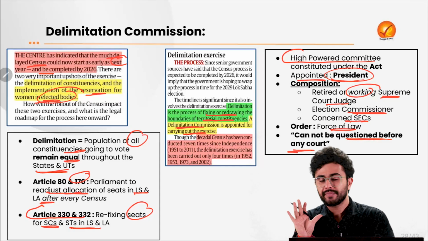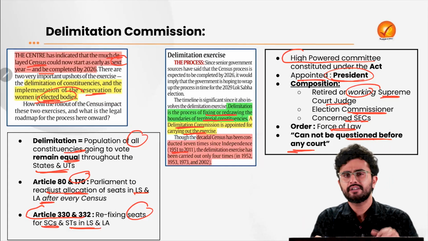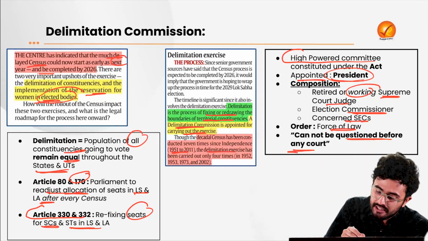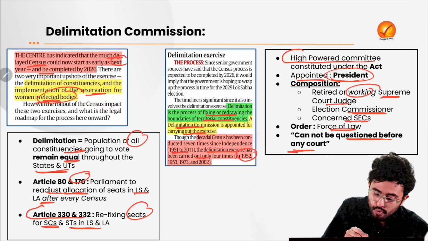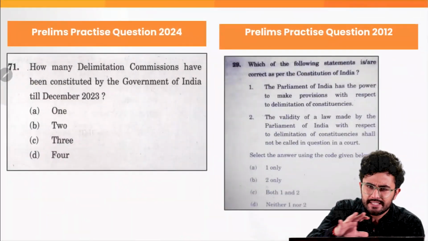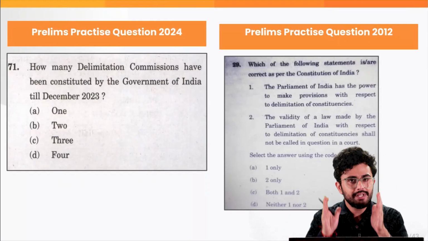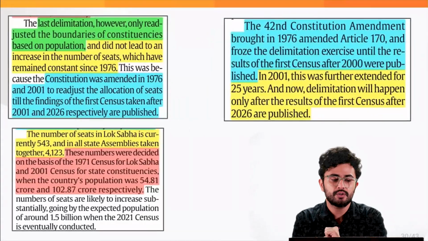Keep this in mind. Now, though the decadal census has been conducted 7 times since independence, from 1951 to 2011, and in 2021 it was delayed because of COVID, the delimitation exercise has been carried out only 4 times through the Act, that is the Acts of 1952, 1962, 1972 and 2002. On the basis of this very simple discussion which we just had, try to solve these 2 questions and please comment down your answers. One from prelims 2024 and one from prelims 2012.